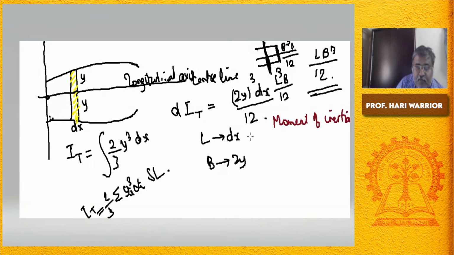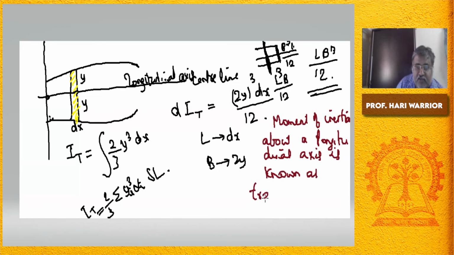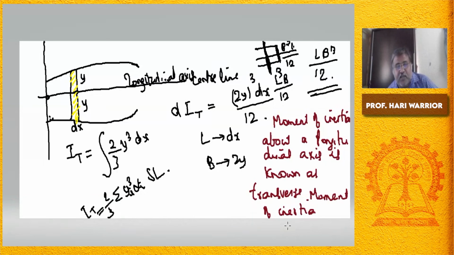Moment of inertia about a longitudinal axis is known as transverse moment of area, transverse moment of inertia, or moment of area, again whichever one you use. So moment of inertia about a longitudinal axis is known as the transverse moment of inertia, and the other way also. The moment of inertia about a transverse axis is known as the longitudinal moment of inertia. I haven't done that. We'll come to that in the next step.